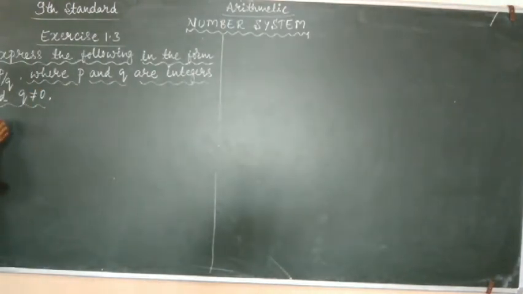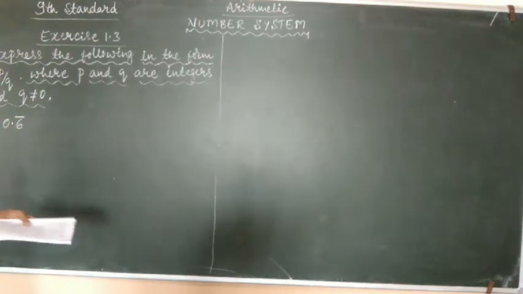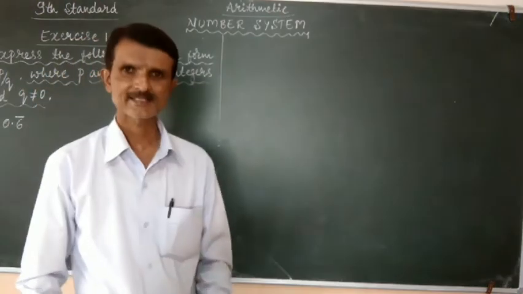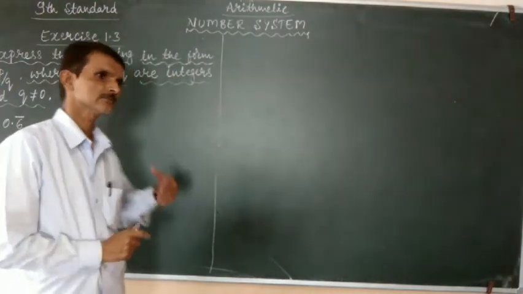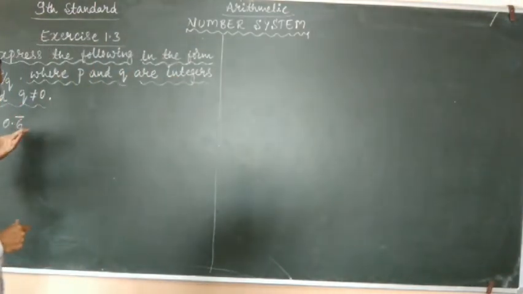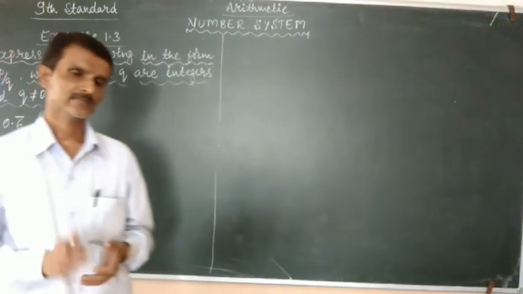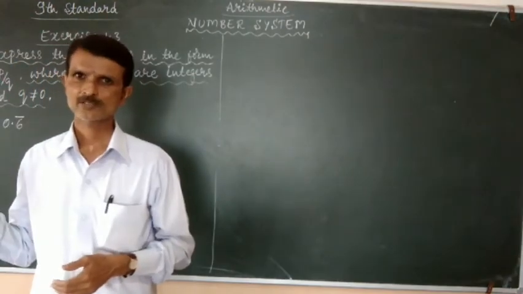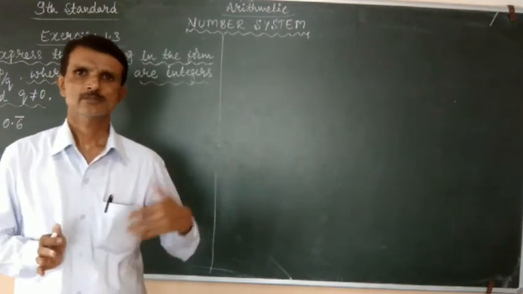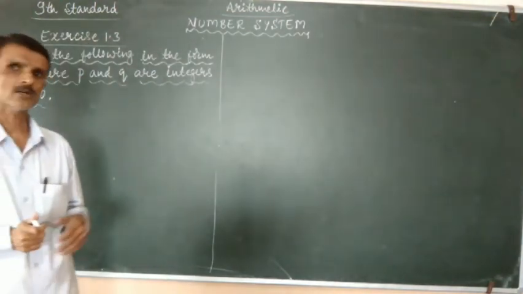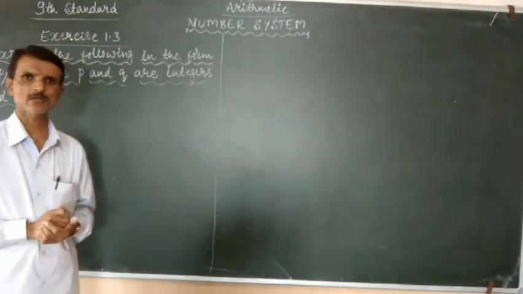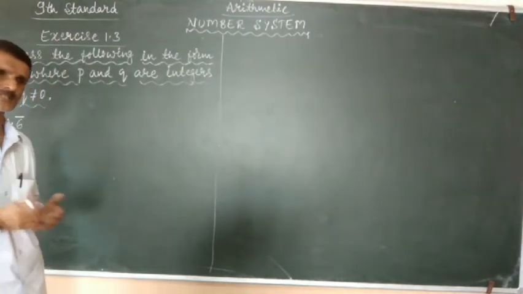First one is 0.6 recurring, that is 0.666. In this we have to convert the decimal expansion into a rational number, or p by q form. So now we shall see the steps.